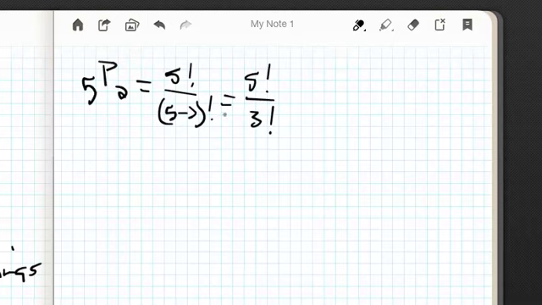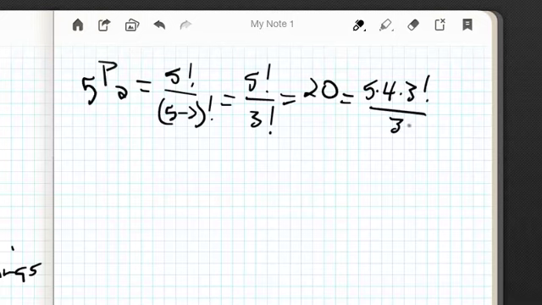Now, you could do this by hand if you absolutely had to. By the way, this is 20. But I'll show you how to do it on your calculator. But if you had to, think about it. This is 5 times 4 times 3 times 2 times 1, which is 3 factorial, divided by 3 factorial. So long, farewell, auf Wiedersehen, adieu, and we get 20.